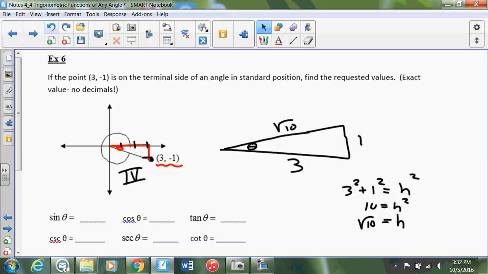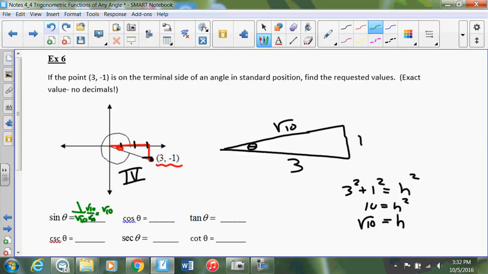All right, so let's see. We've got sine, where sine is opposite over hypotenuse. So we've got 1 over root 10. We can rationalize it by multiplying by root 10 on the top and bottom. So we get root 10 over 10. What is sine in the fourth quadrant? Sine is negative. So that is a negative root 10 over 10.